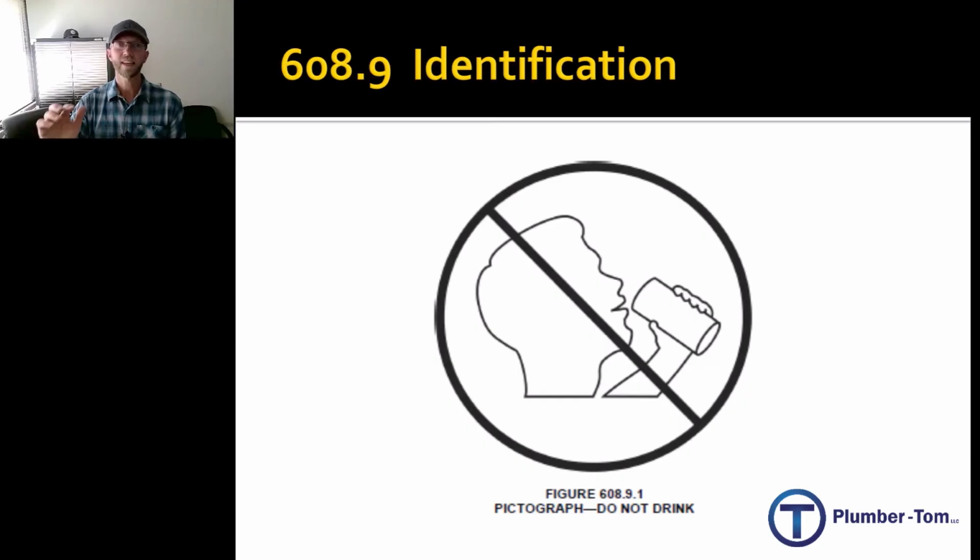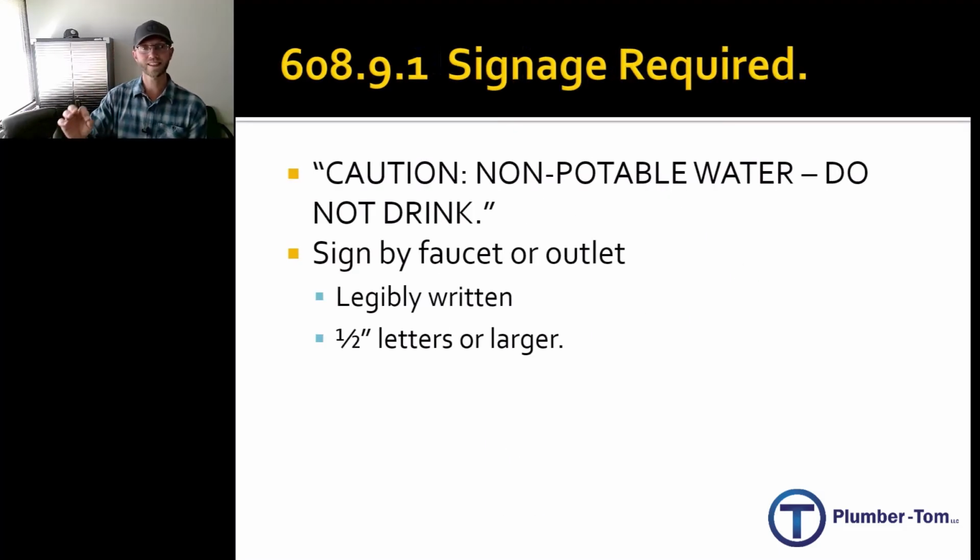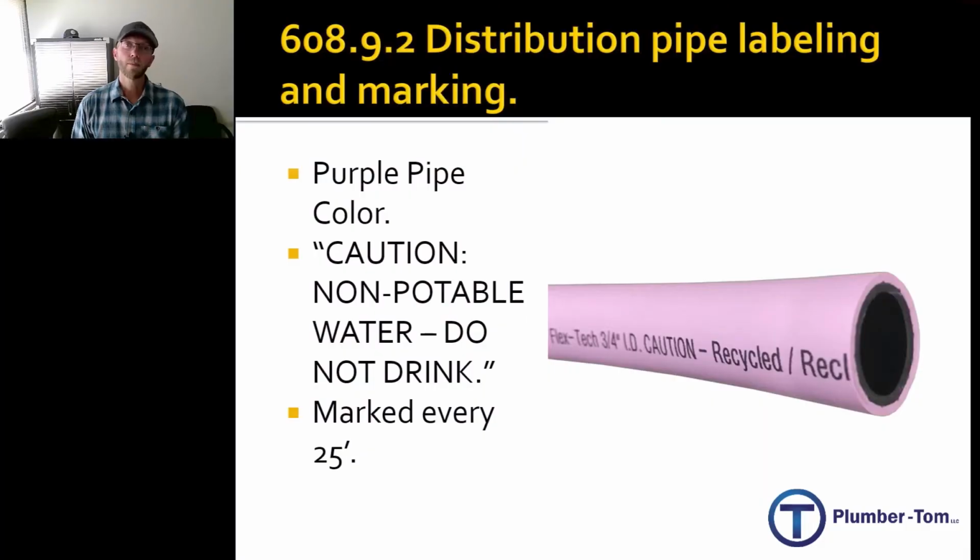For that reason, the code says anytime you have non-potable water system, it has to be identified. A pictograph like this is going to really indicate, hey, this is not safe for drinking. Further, it says the words caution non-potable water, do not drink, have to be clearly visible, legibly written with half-inch letters or larger. There should be some really obvious signage by any sort of an outlet so that people don't drink from this. Yeah, you really don't want your kids running through the sprinklers if it's reclaimed sewer water, you know what I mean? Non-potable water should be conveyed through a specific pipe.